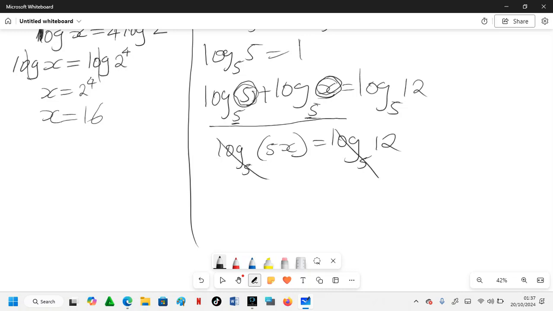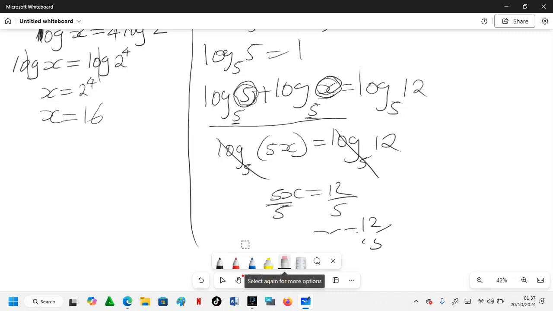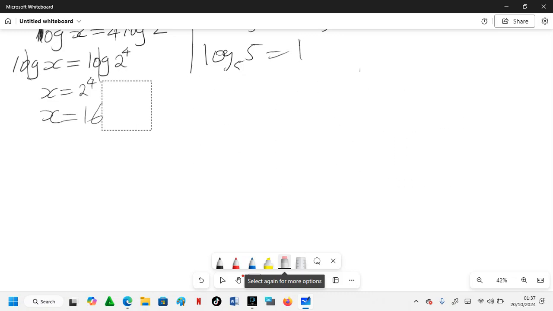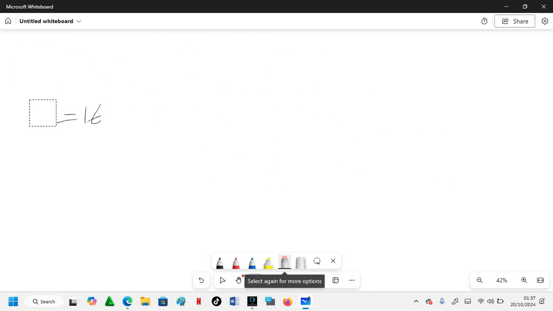So the logs can be dropped so that we have 5x is equal to 12, and therefore x becomes 12 over 5. Right? Let us finally have our last example for today. Last example for today is going to be simple.